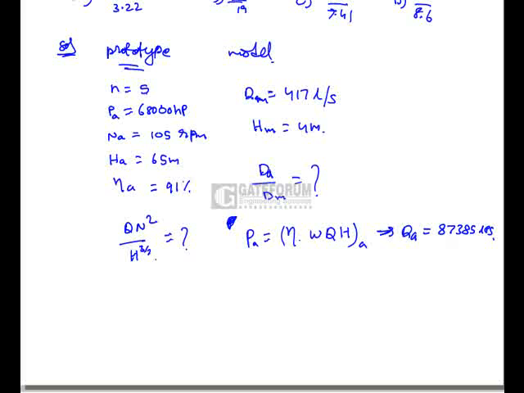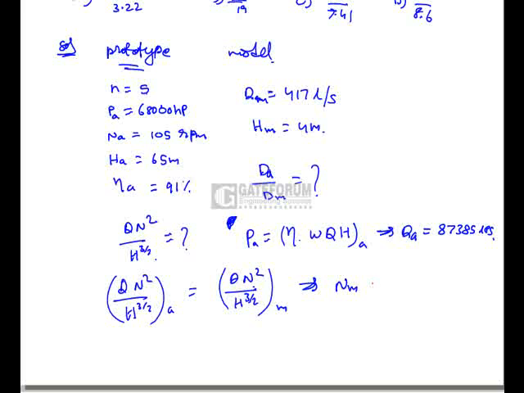And coming to the next equation, Q n square by H power of 3 by 2 of prototype is equal to Q n square by H power of 3 by 2 of model. So here we know the discharge in the model turbine as well as the prototype turbine, and we know the speed in the prototype turbine, and we'll have to find out the speed in the model turbine, and we know the heads available in both the types. So from this equation the speed of the model turbine is equal to 84 rpm. It's nearly 84 rpm.